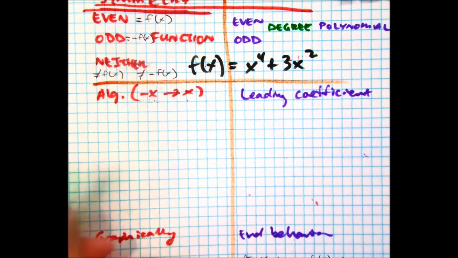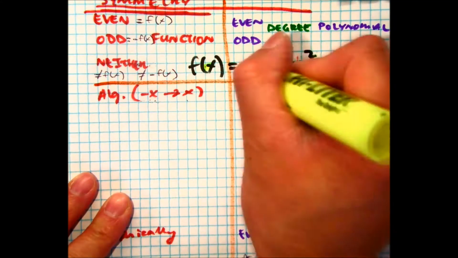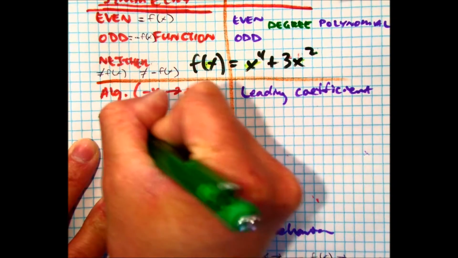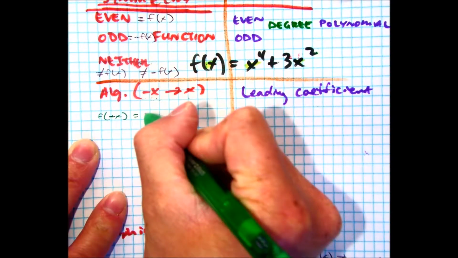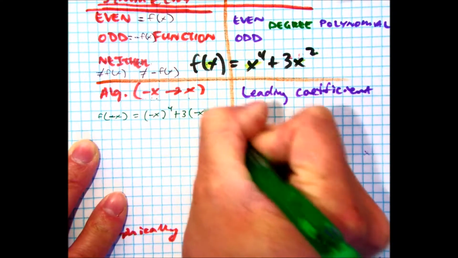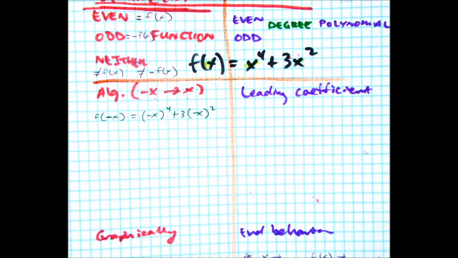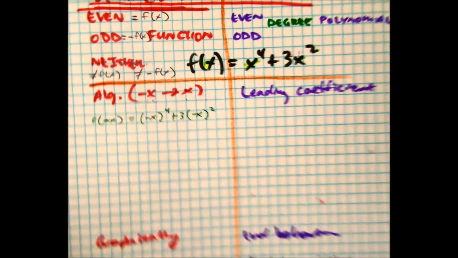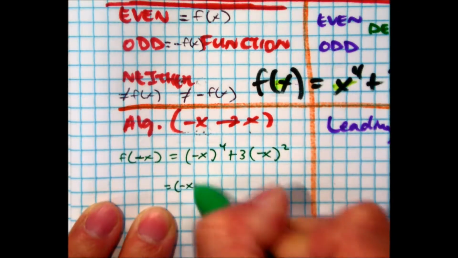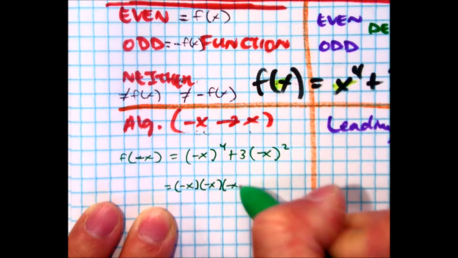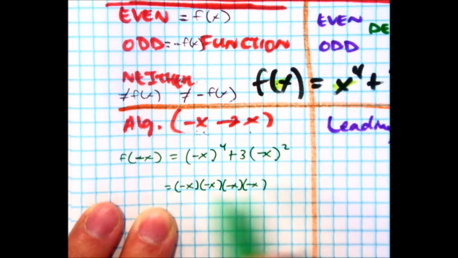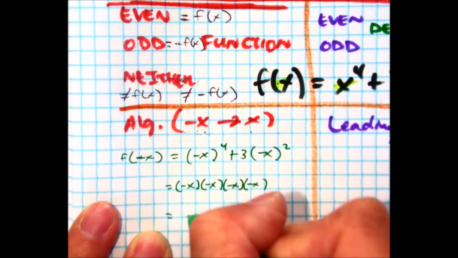So I'm going to put in negative x for every x value. So I have f of negative x equals, instead of x to the fourth, it'll be negative x to the fourth plus 3 times negative x squared. Negative x to the fourth basically means negative x times itself 4 times. So negative times negative is a positive, negative times negative is a positive, positive times positive is just a positive, so you're going to have x to the fourth.